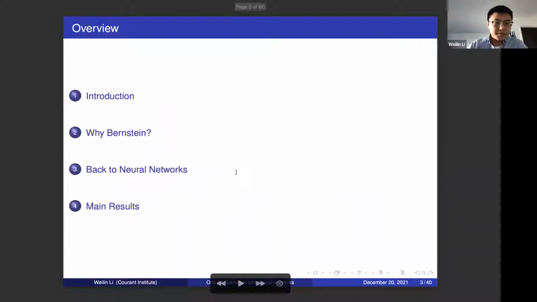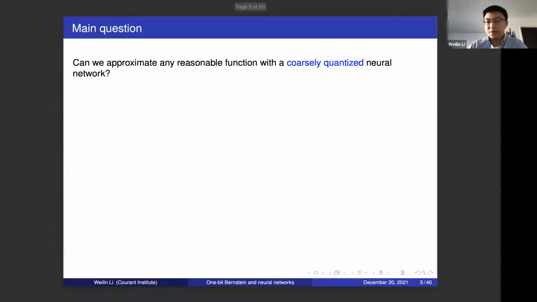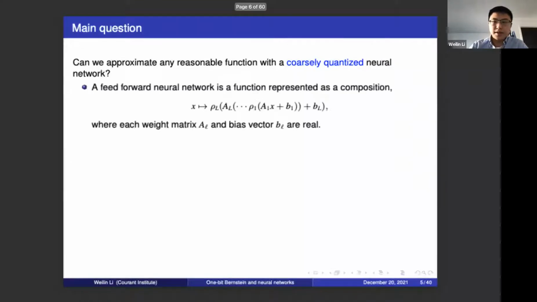So let me just start with the question we are interested in, whether it's possible to approximate any reasonable function with now a coarsely quantized neural network. Now, I'm sure everybody here has seen the definition of a neural network. It's a composition of affine maps with some nonlinearities. These A matrices are called the weight matrices, and the B vectors are called the bias vectors. This is just a regular neural network where now the entries of A and B are in general real.